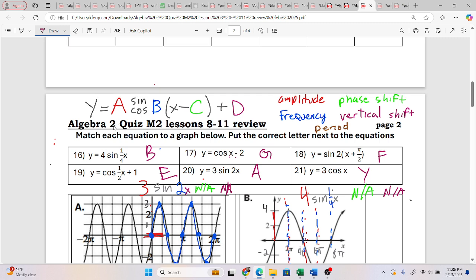Make sure that you understand your general form with amplitude A, frequency B, phase shift C, vertical shift D.